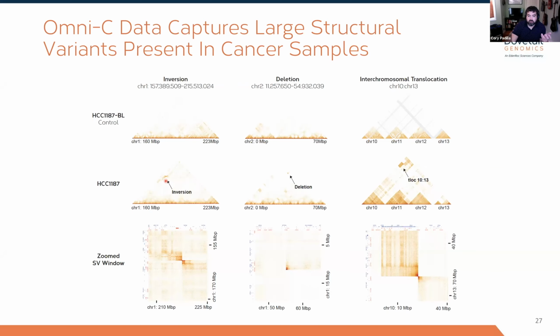That's an inversion event. Here we see a deletion where, again, this is a known characterized deletion in HCC 1187, which isn't observed in the BL cell line. And again, we can see that this signal looks way off axis and it has a nice bright signal compared to the background, suggesting that this is a deletion event between these two regions. And then here's that translocation event that I pointed out earlier, where we can clearly see this region of chromosome 10 interacting with this region of chromosome 13. That's a translocation event. Again, that's not apparent in the BL line.